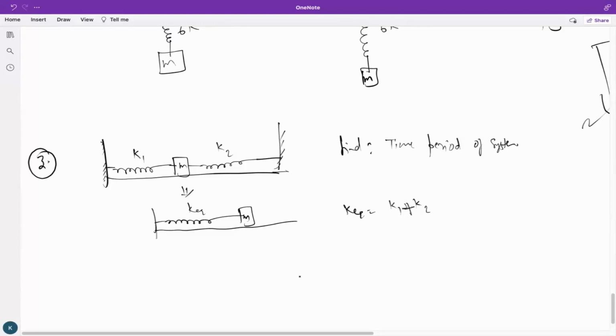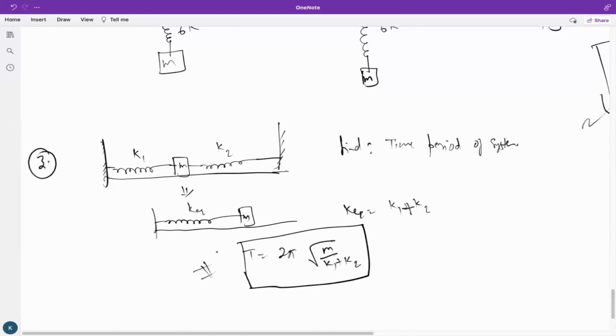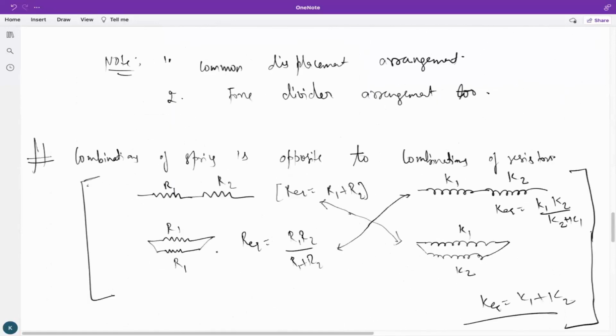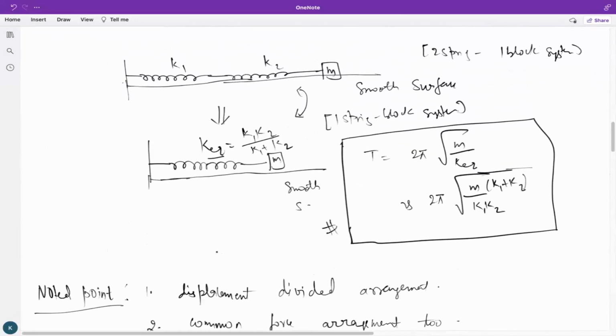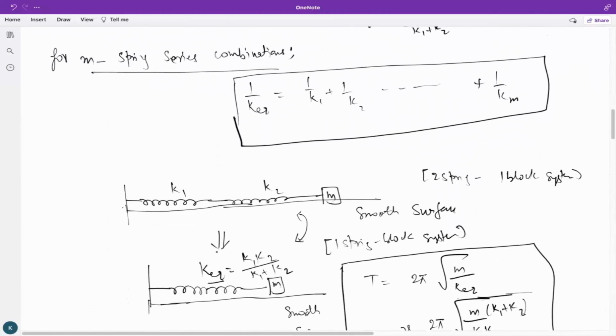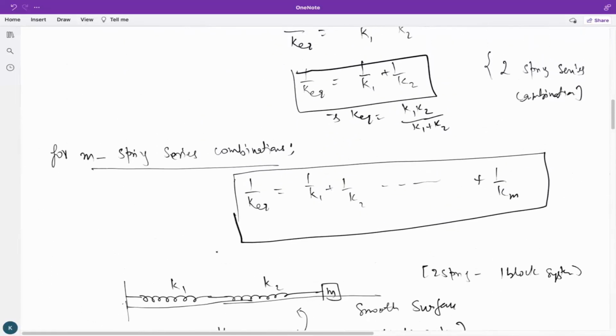And then what we can do, okay, the time period is 2 pi root under m by K1 plus K2, right? We have nothing to do. So my suggestion is to take some more problems and practice more. It is actually easy. You have nothing to worry about in this. So this is the whole spring block system, the two spring system, which is connected in series, parallel and all.